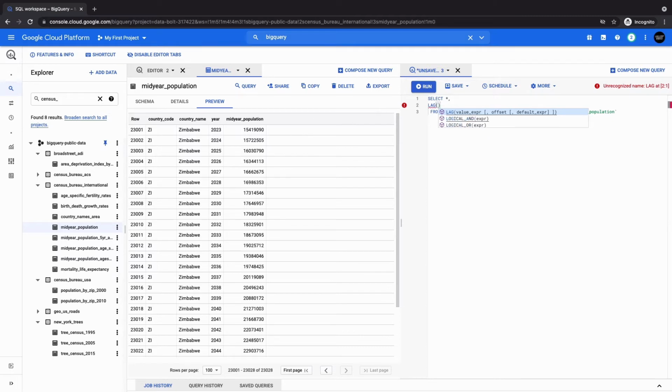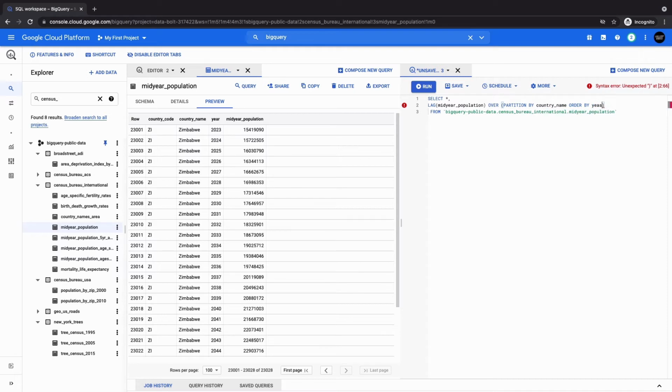So we have the lag. So we're basically lagging the mid-year population, right? And then we will be lagging it over a certain partition. So what are we partitioning by? What is the group that we have here? It's basically the country, right? We would like to see the previous mid-year population of the group country. So in this case, we'll be partitioning by the country name. And then we will order by, basically we will be ordering by the year.